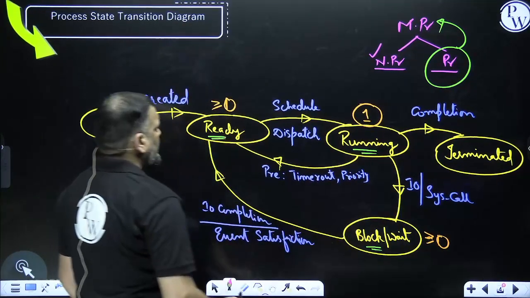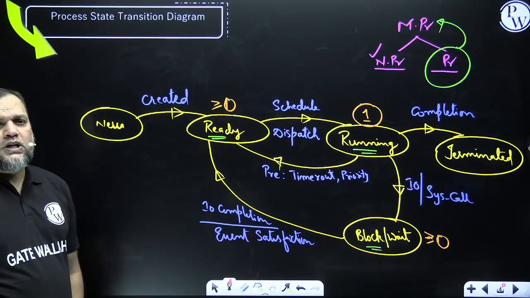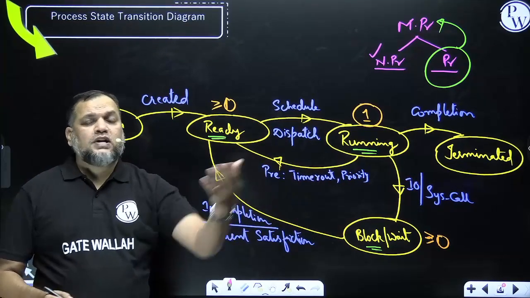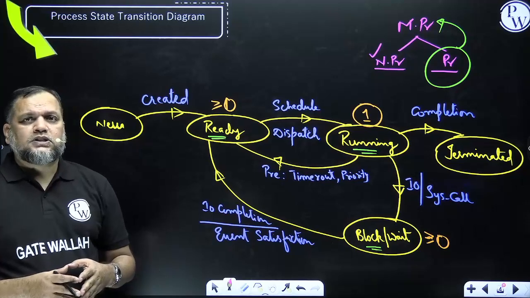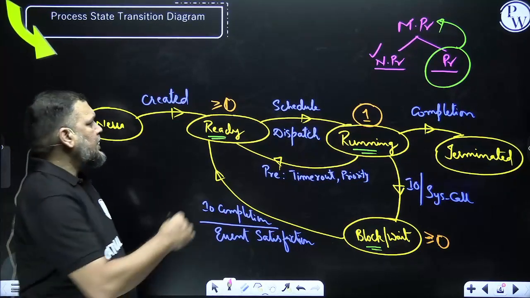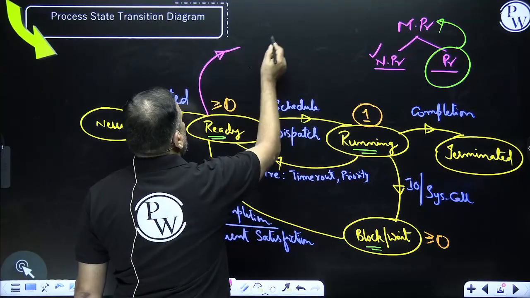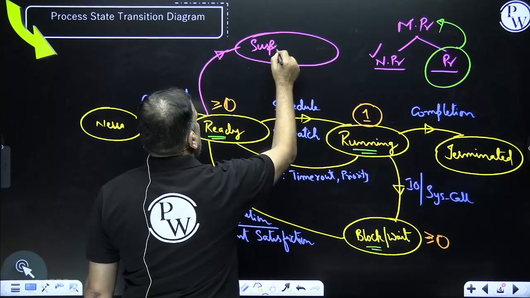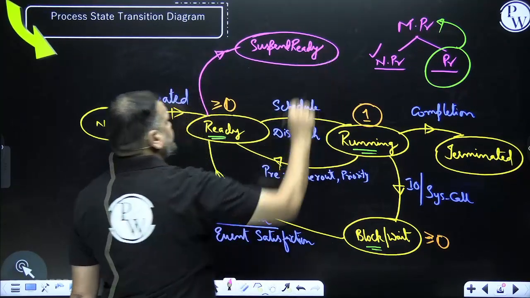Okay, so the most desirable state for suspending a process, perhaps you can say, is ready, because it is neither running on CPU nor waiting for some event to happen. So when I suspend a process from ready state, it will go to a state called suspend ready, because it got suspended from ready state.